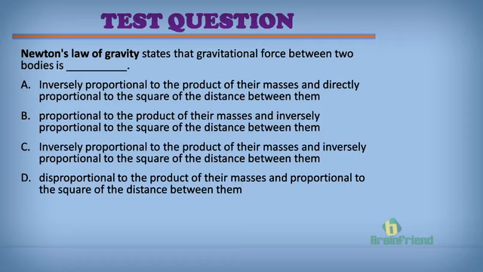The correct answer is B. It is proportional to the product of their masses. F, remember, is proportional to m1 m2 over r squared. It is proportional to the product of their masses and inversely proportional to the square of the distance between them.